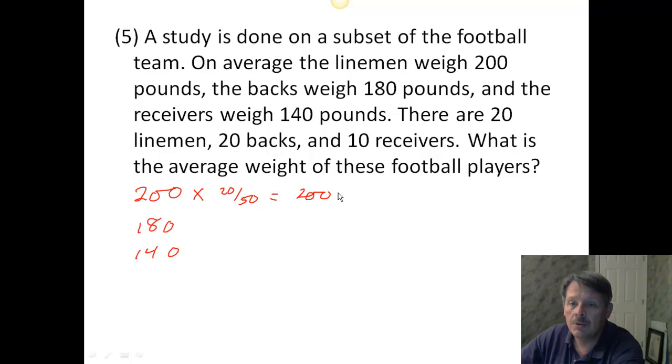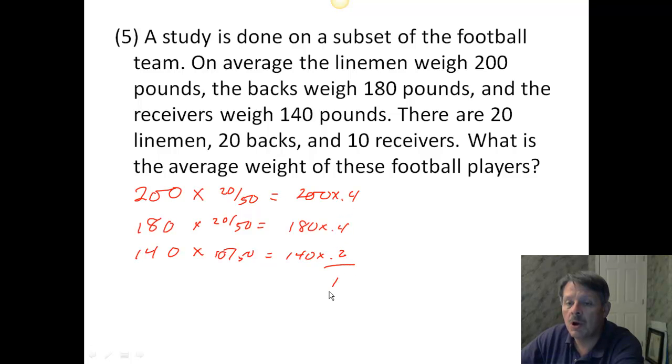So I have 200 times 0.4. And over here I have 180 times, let's see, we have 20 backs. So again, I have 20 over 50, which is equal to 180 times 0.4. And we have 140, and we only have 10 receivers. So that's 10 out of 50. 10 out of 50 is equal to 0.2. You know, guys, something that can help you along here. Notice the 0.4, the 0.4, and the 0.2 all add up to a total of 1 because they're percentages, so they all have to be out of 100. That can kind of help you.